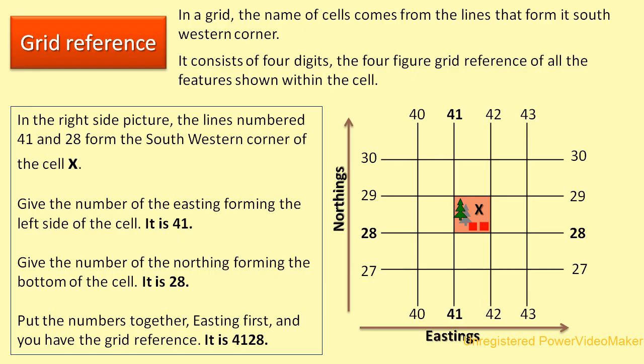We already studied the grid. The next main subtopic which we are going to study is the grid reference, in other words, the cell name. In a grid, the name of the cell comes from the line that forms its southwestern corner. It consists of 4 digits. The 4-figure grid reference applies to all the features shown within the cell.